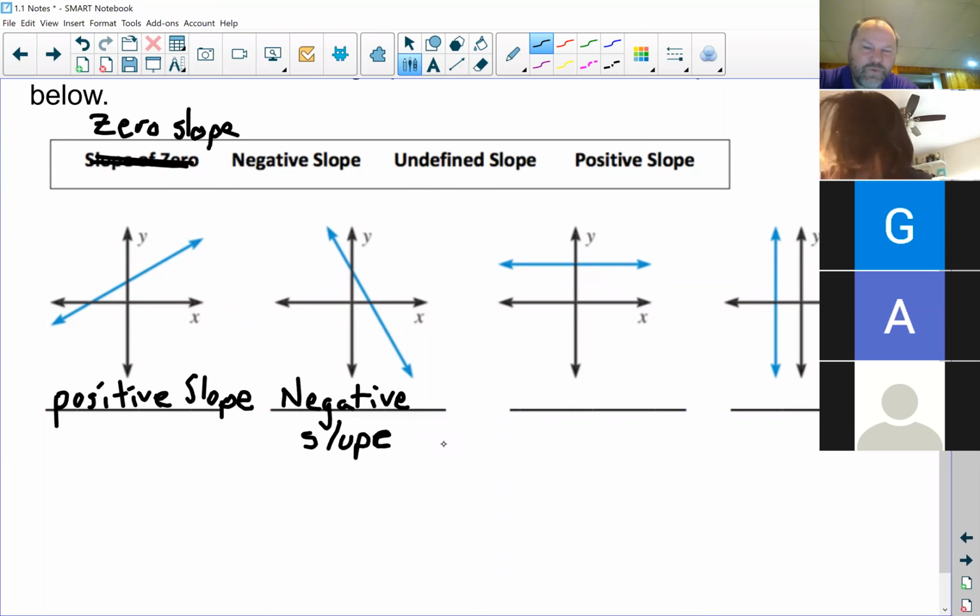All right. Third one. Zero slope. Zero slope. All right, and the last one. Undefined. Undefined.